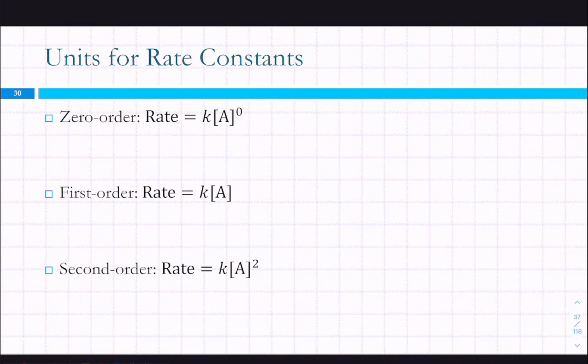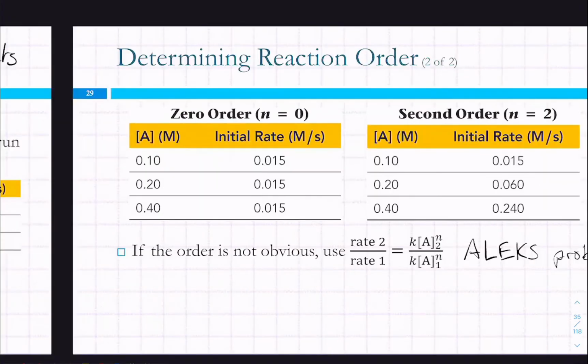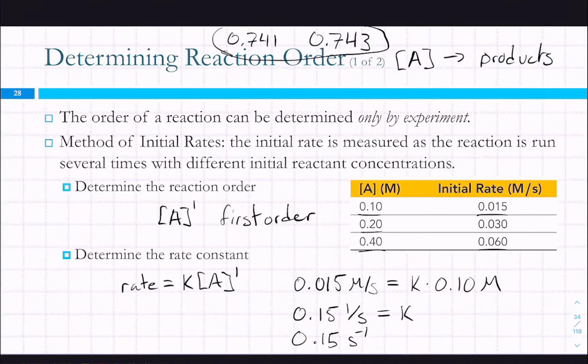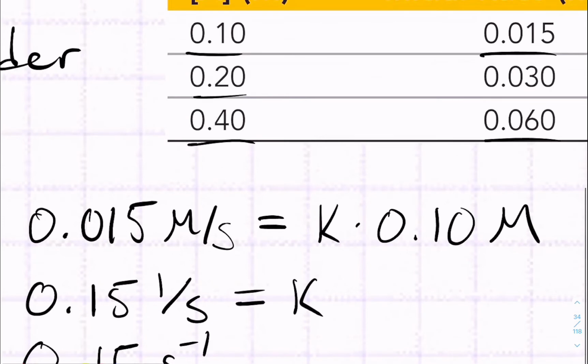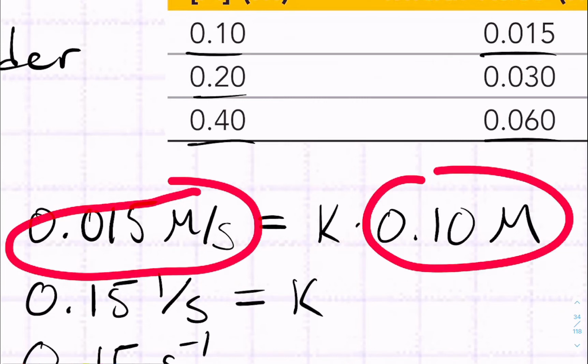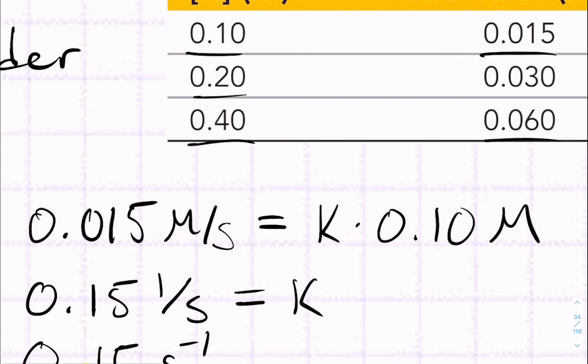So, actually, I'll go back to this one. Right, the units of k here depend on the fact that we divided our rate by the concentration. So if this is molar per second, and this is molar, then dividing by molar, we get 1 over seconds for the units for k. But what if we have a second order reaction?